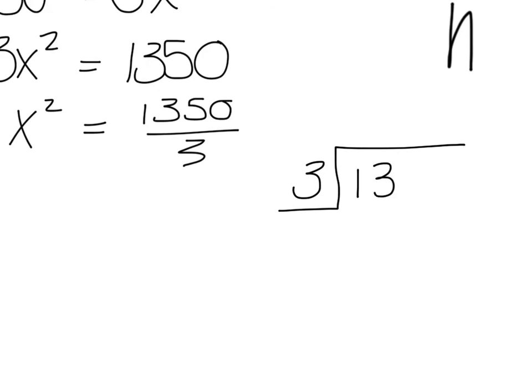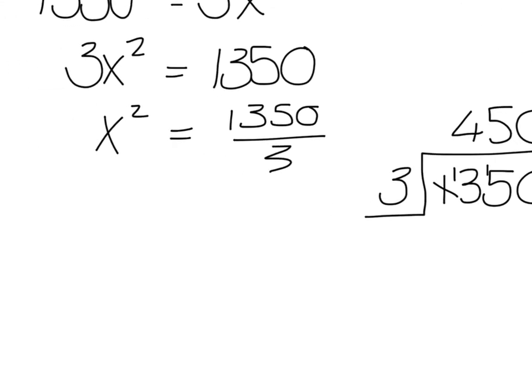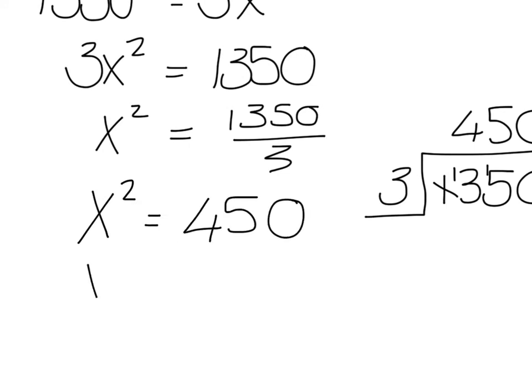1350 divided by 3. 3 into 1 doesn't go, so cross out the 1, carry it on to the 3. 3 into 13 goes 4 times, remainder 1, so carry that on. 3 into 15 goes 5 times, and then 3 into 0 is 0. So that means that x squared is equal to 450, which means x equals the square root of 450.